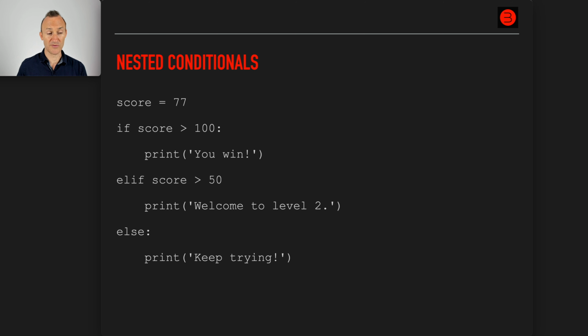So imagine we have a score of 77. Well, it's not greater than 100. Go to the next block. It is greater than 50. So that's the block that we want. Welcome to level 2. That's conditionals. Happy coding.